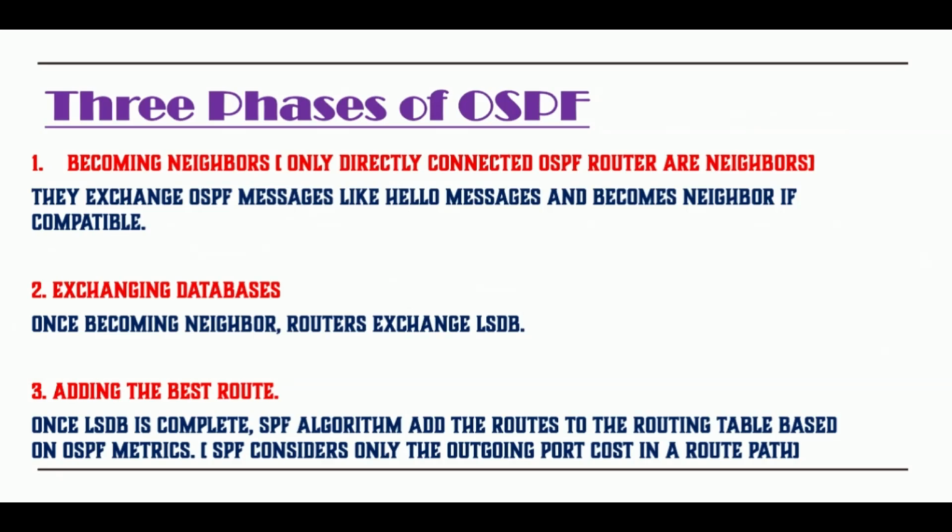3 phases of OSPF. 1. Becoming neighbors. Only directly connected OSPF routers are neighbors. They exchange OSPF messages like hello messages and become neighbors if compatible. 2. Exchanging databases. Once becoming neighbors, routers exchange LSDB. 3. Adding the best route. Once the LSDB is complete, the SPF algorithm adds the routes to the routing table based on OSPF metrics. SPF considers only the outgoing port cost in a route path.